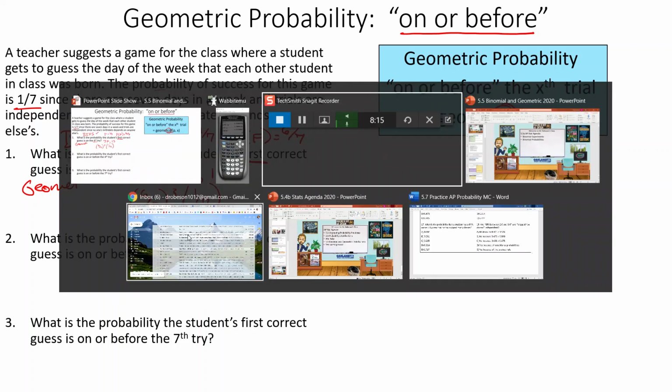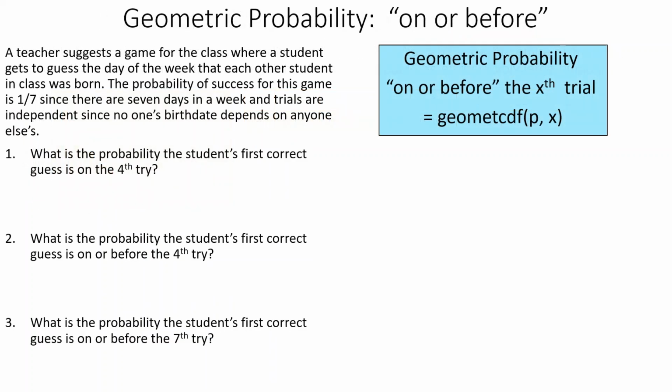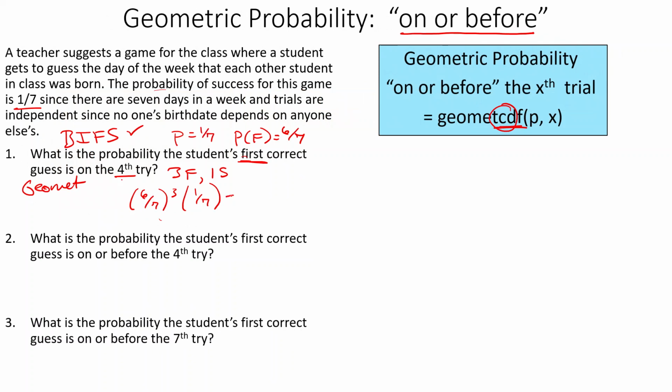All right, so our calculator, not too far. Parentheses, 6 divided by 7, raised to the 3rd, out of the exponent, times 1 divided by 7. Or I could have just put divided by 7 here, but that's fine. 0.0899, so about 0.09.